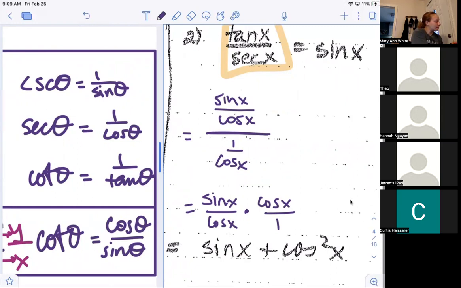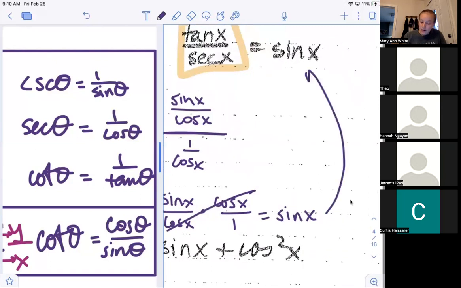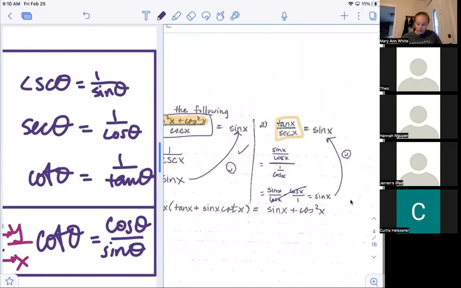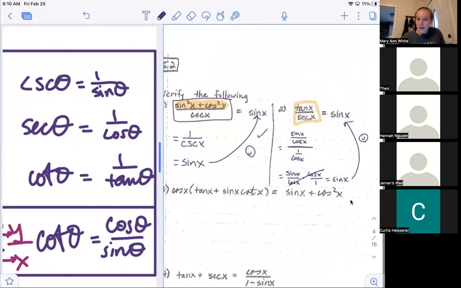Now what? Cosines cancel and it's just sine x over 1 or just sine x. Perfect. Cosines cancel. I just have sine x over 1, which is just sine x. And that's what I wanted to get. I got my answer. Smiley face. We did it. Yay. Perfect. We got 2 down. We just have 4 more to go. Anybody have any questions yet?